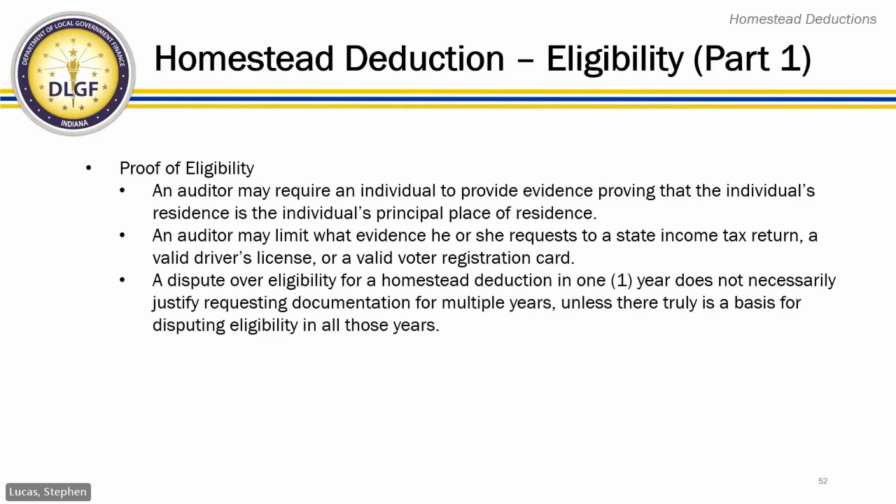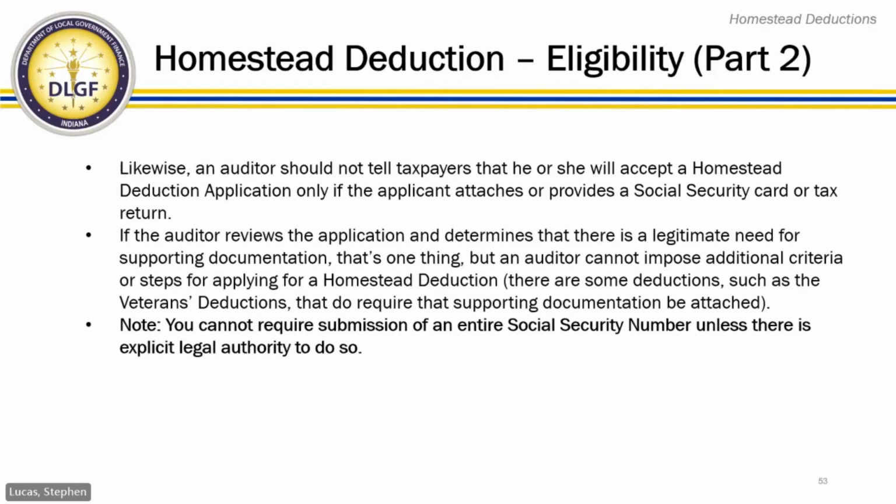Likewise, an auditor should not tell taxpayers that the applicant must attach or provide with the application a Social Security card or tax return. The auditor cannot impose additional criteria or steps for applying. Moreover, and this is important, you cannot require submission of the entire Social Security number unless there is explicit legal authority to do so. And in a few slides, it'll say that what must be provided are the last 5 digits of a Social Security number. That's all that needs to be provided. You cannot ask for the entire number.